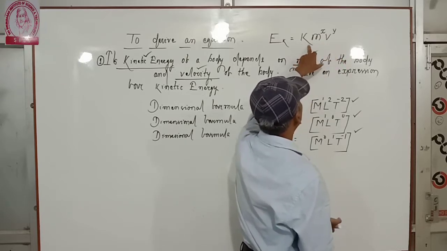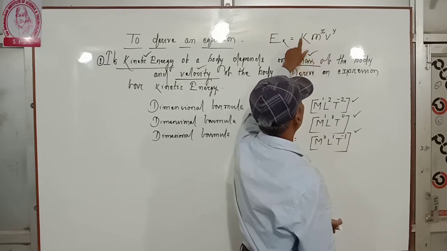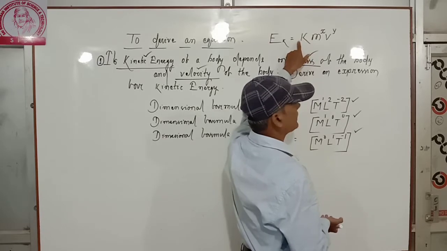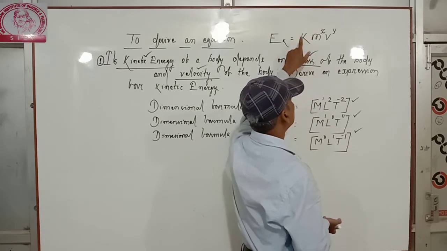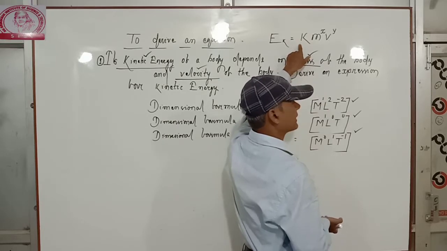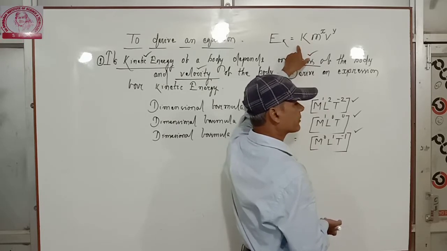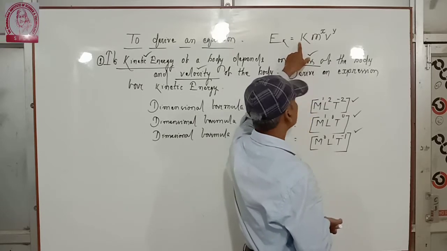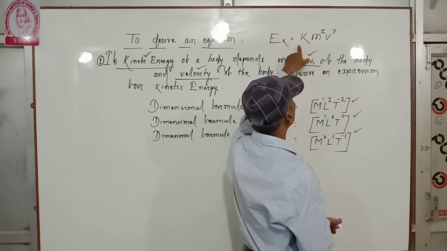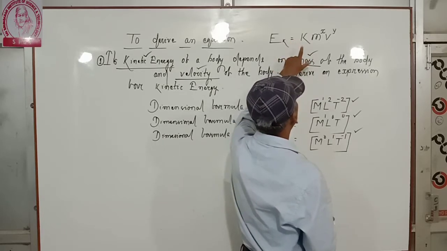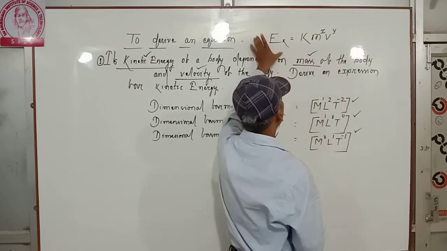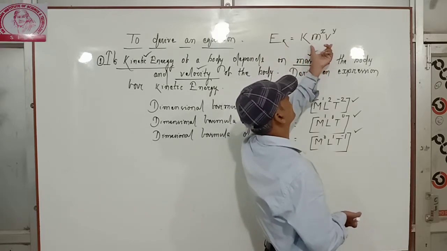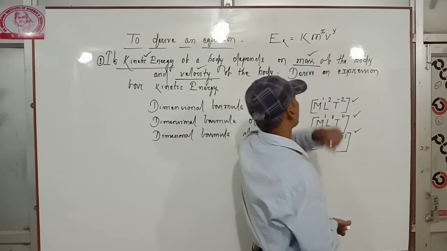What is K? K is a proportionality constant. Means K does not hold any dimensional formula. It is a constant. You can say it is a dimensionless quantity. Then we have to compare the dimensional formula of Ek with the dimensional formula of m to the power x and v to the power y.